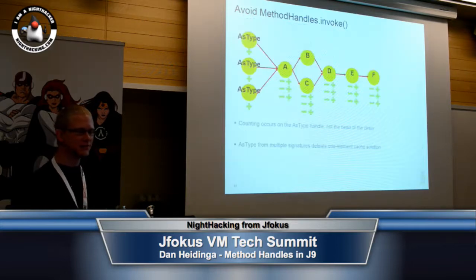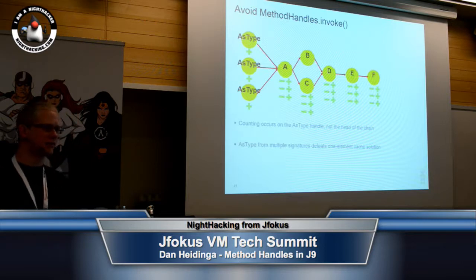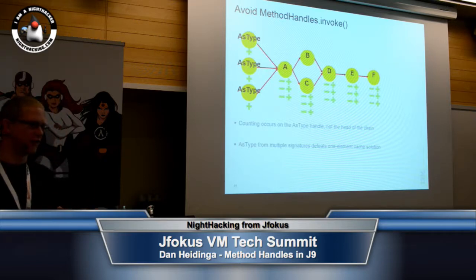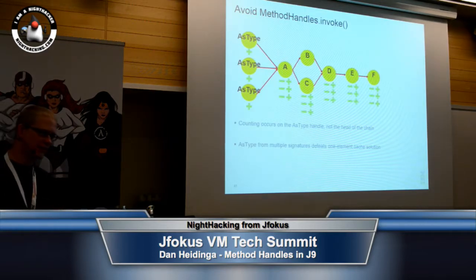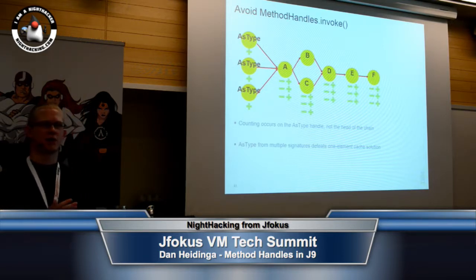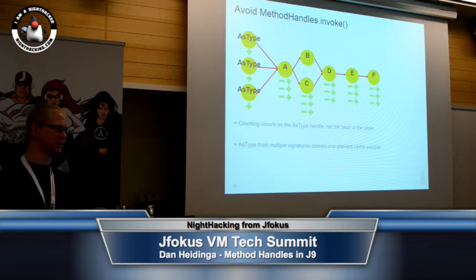So the reason we say to avoid this is it means every time you do invoke, you're going to create a new asType handle, and we're going to do our custom counting on that. So you create this new asType, you get your count, and then you continue in shared thunks down the chain. We said this kind of sucks because people are doing this, so let's add a one element cache to every method handle. So every method handle, when you do an asType on it, it saves the last value you asTyped to. So at least if you're consistently using the same incoming signature, you will get your custom body.